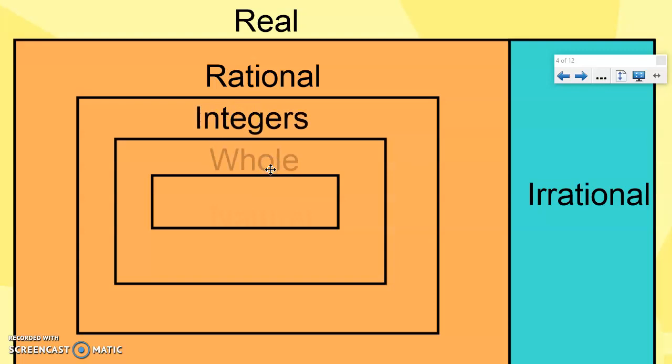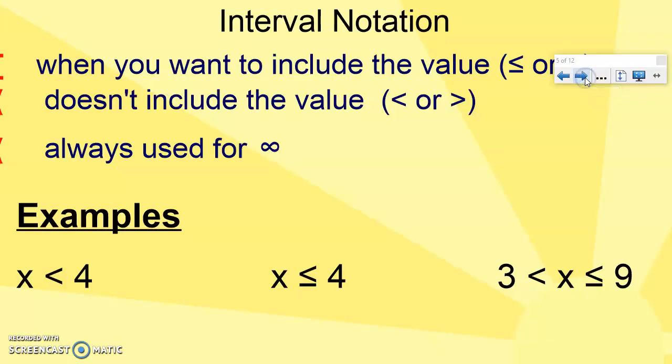It can be a whole number, which includes 0, or it could be a natural number, which is just our counting numbers, 1, 2, 3, and 4. So they're all considered real, but if you're talking about a square root or pi, it's irrational. Otherwise, it falls into one of these categories. So that's kind of how they all relate. So that's all the classifications.